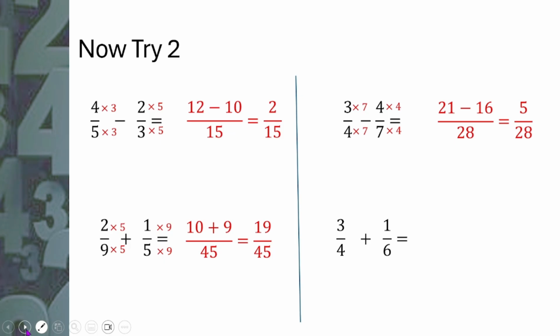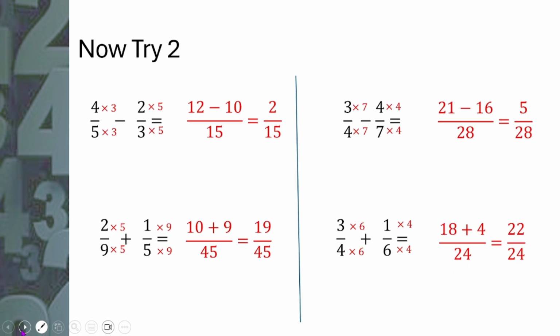I've got 3 over 4 plus 1 over 6. So I need to multiply all of the 3 over 4 by 6. I need to multiply the 1 over 6 by 4. So 6 times 3 is 18. 4 times 6 is 24. And 4 times 1 is 4. So I'm going to have 18 plus 4 is 22. And of course, it's over 24, our common denominator.